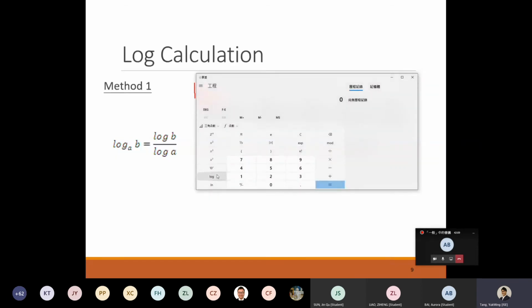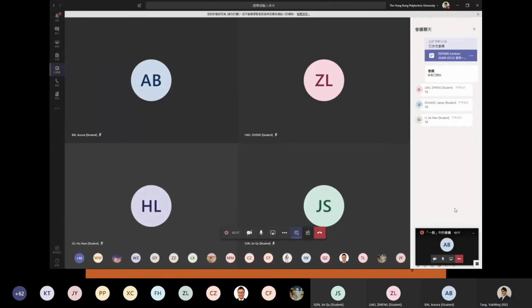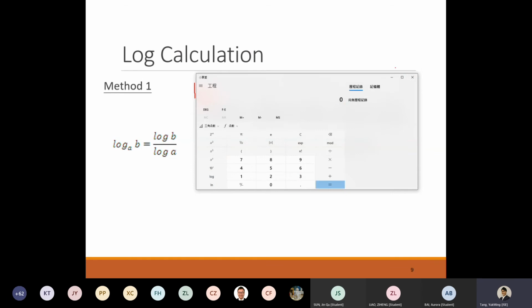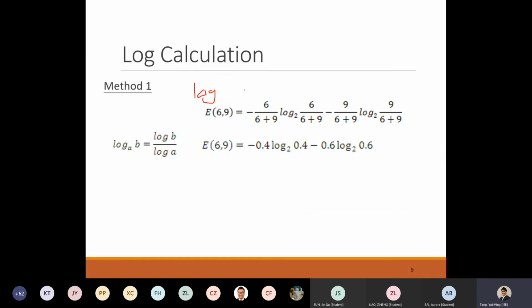Maybe I don't tell you the answer first. Let me ask you, do you know what the base for this log value in the calculator is? You may put down your answer here. Oh, someone has already answered the question. All right, yeah, 10, yes. Bingo, you're correct. So remember, in the calculator, the base for this log value is 10.